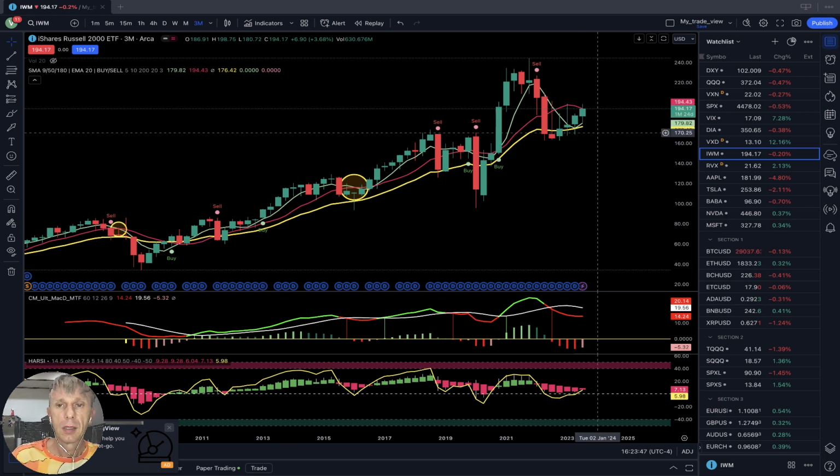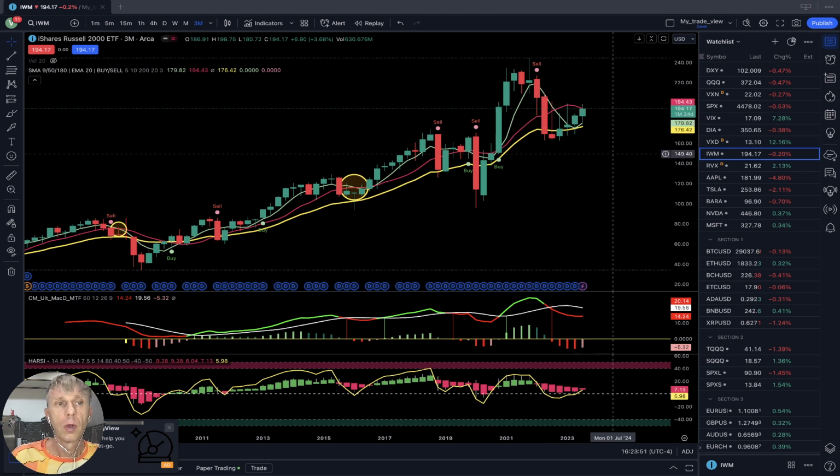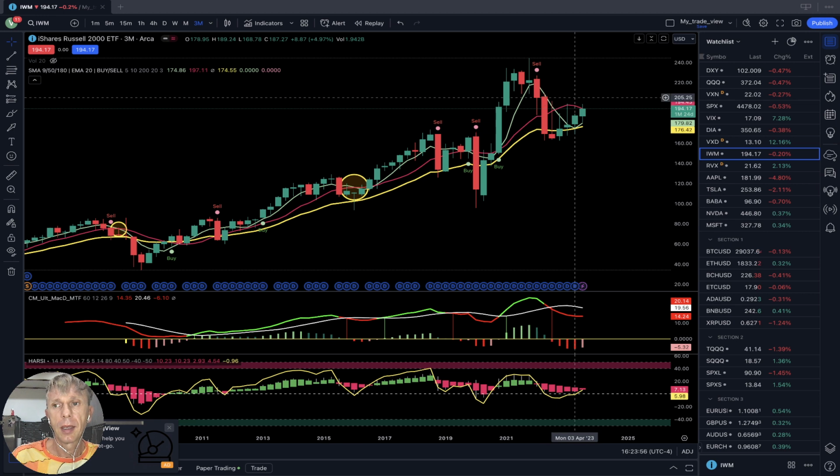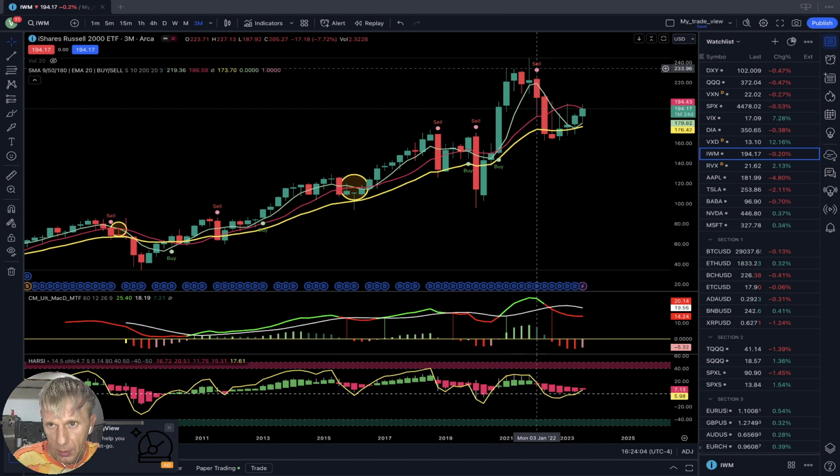We'll see. Signal is positive for IWM, but it's weaker than Qs and S&P 500 because Qs and S&P 500 are very close to the top. This one, it's not very close to the top.